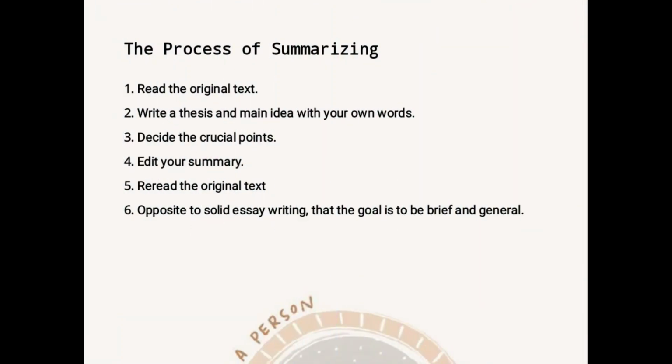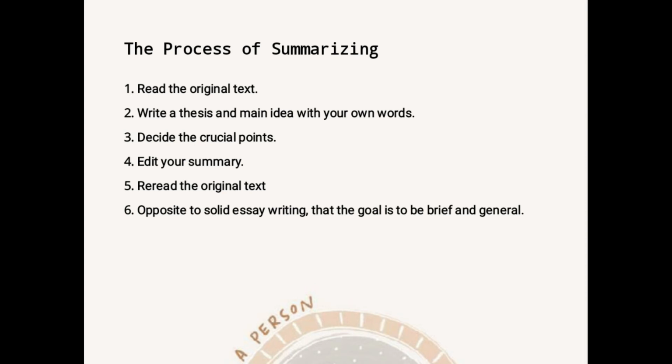Next, the process of summarizing. There are some processes of summarizing. For the first, read the original text and then write a thesis and main idea in your own words. And then decide the crucial points. Then we know that the summary doesn't misrepresent the author's argument.